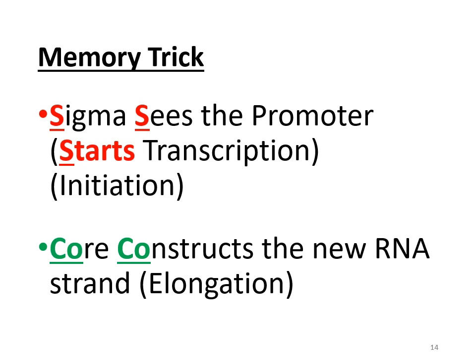So just to make sure that you have the memory trick written down in your notes, I've written it on this extra slide here. Sigma sees the promoter, and so it starts transcription. That's part of initiation. So whenever you're asked about initiation of transcription, remember, sigma subunit of the RNA polymerase and the promoter. Those are the two things involved in initiation of transcription. Whereas elongation, core constructs the new RNA strand, and that is elongation.